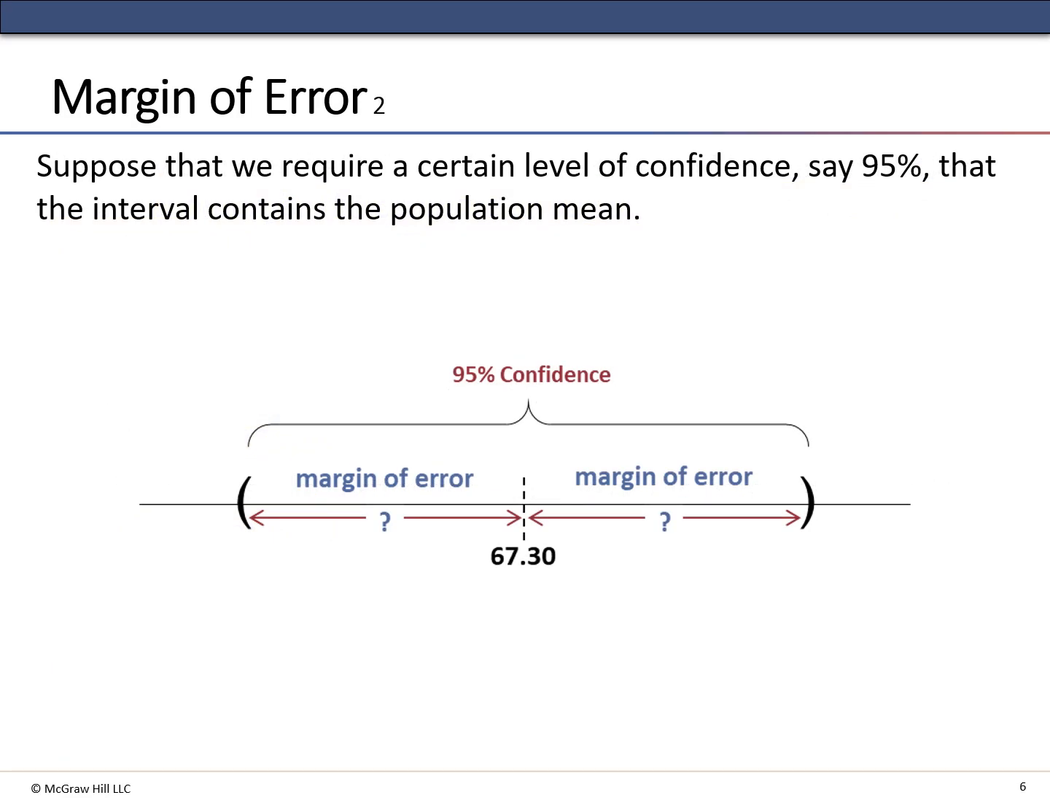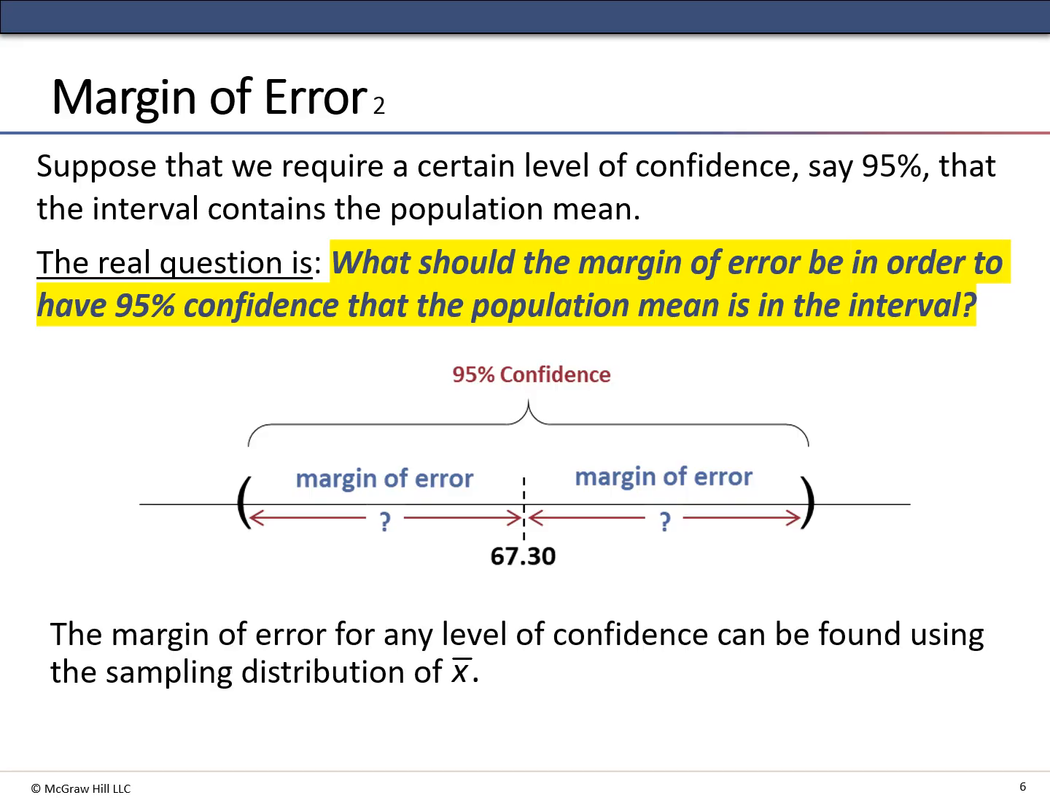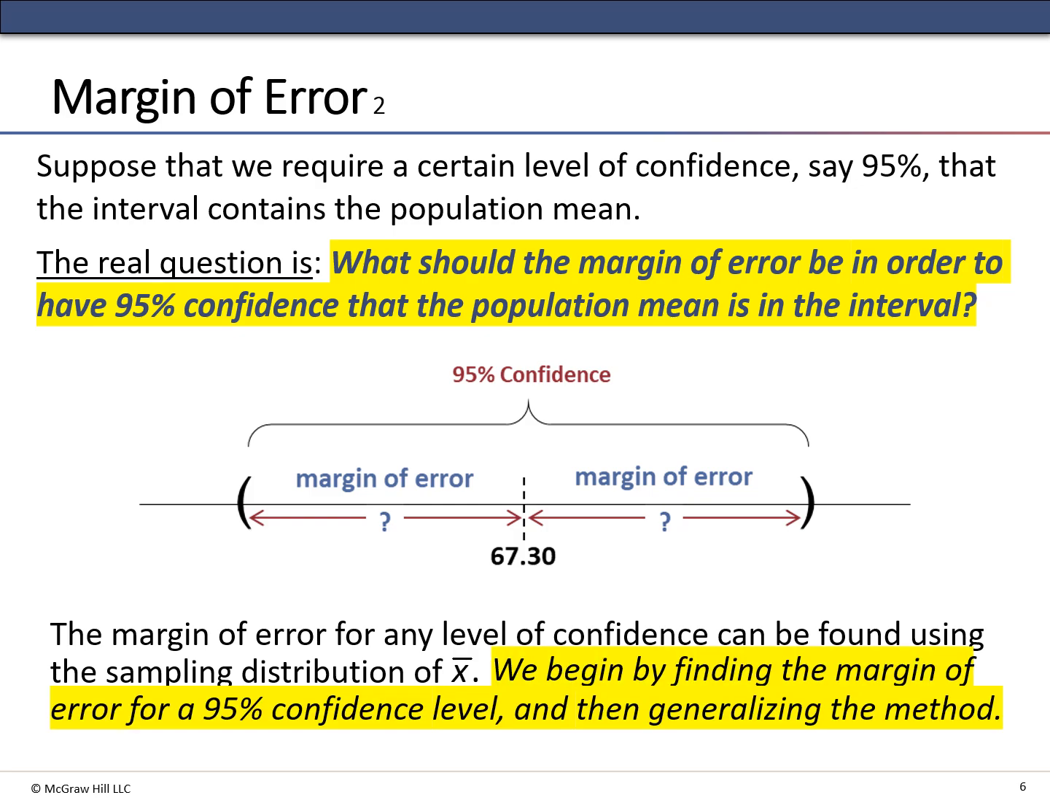Suppose that we require a certain level of confidence, say 95%, that the interval contains the population mean. The real question is, what should the margin of error be in order to have 95% confidence that the population mean is within this entire interval? The margin of error for any level of confidence can be found using the sampling distribution of x bar, which we looked at in the prior section and chapter. We begin by finding the margin of error for a 95% confidence level and then generalize the method.